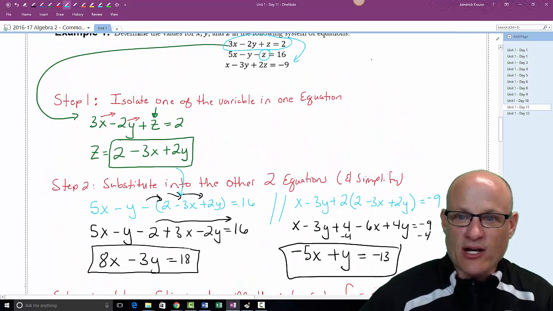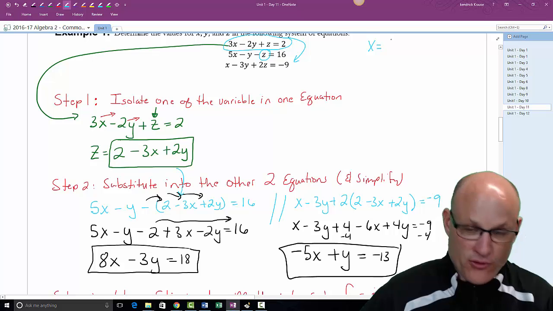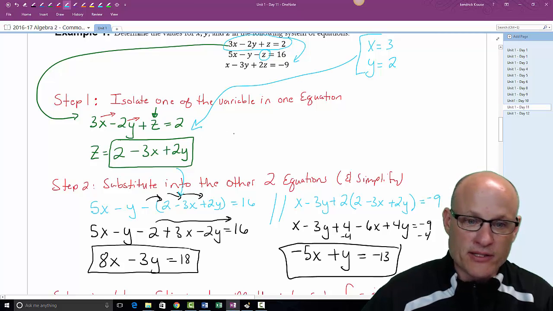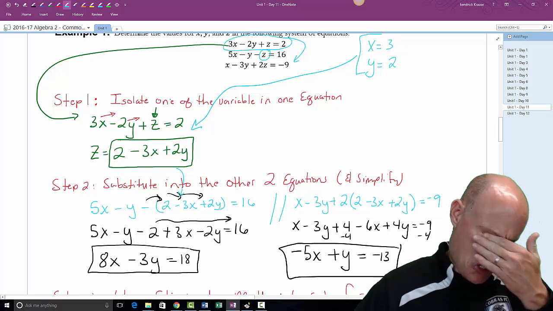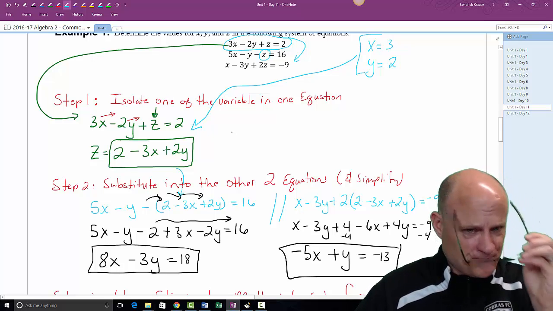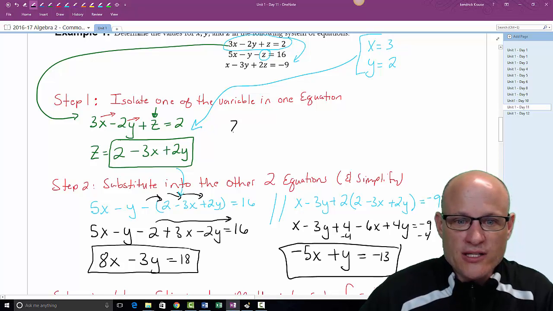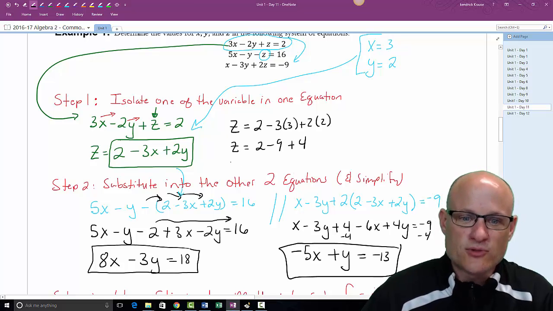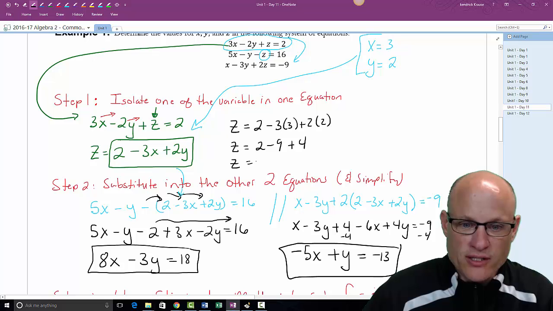So we just found out that x is equal to 3. Y is equal to 2. Now we want to figure out what z is by taking these two and plugging them in here. So z is equal to 2 minus 3 times 3 plus 2 times 2. So z is equal to 2 minus 9 plus 4. So z is equal to negative 3.